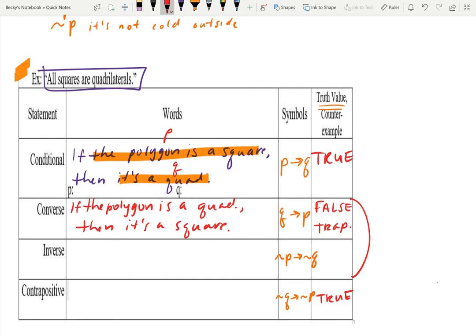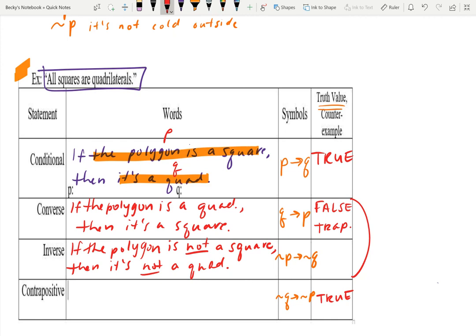So let's now do the negation of P and the negation of Q. So we're going to say if the polygon is not a square, then it's not a quadrilateral. And I often underline the word not just for emphasis. You don't have to underline it.